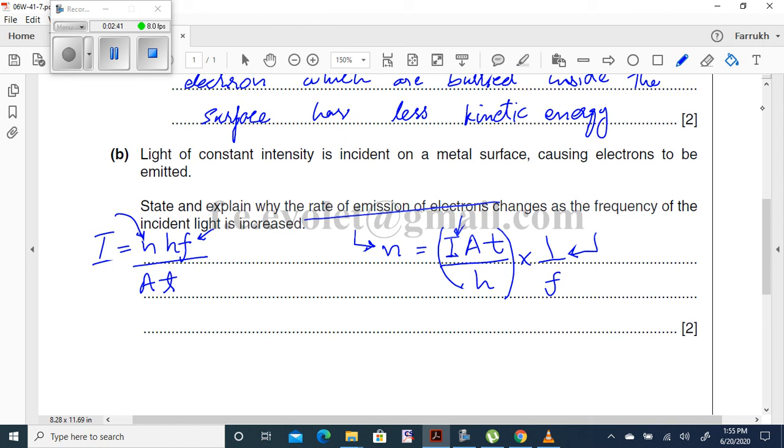And why? Because now each photon has more energy, so to keep the intensity the same, we need a smaller number of photons. So as frequency increases, and if I is kept constant, the number of photons will decrease, hence the rate of emission of electrons decreases.